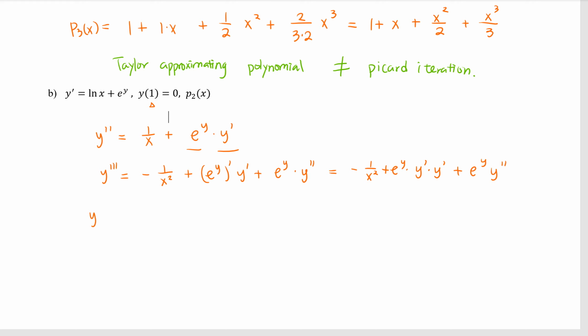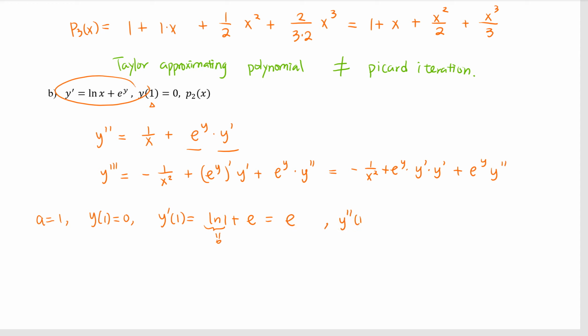So here a is 1. y of 1 is 0. y prime of 1, we plug in x is 1. We get 1 plus e to the 1 is e times y prime. Oh, sorry, I plugged in the wrong formula. y prime is this guy: ln of 1 plus e to the 1 is e, and ln of 1 is 0, so y prime is e.